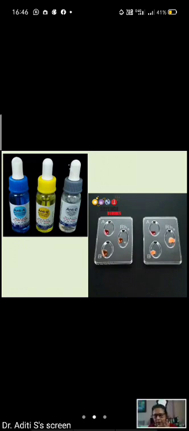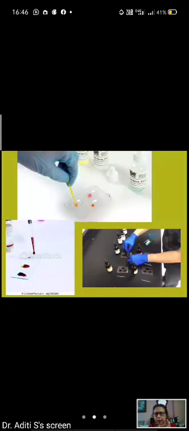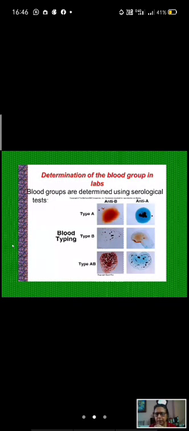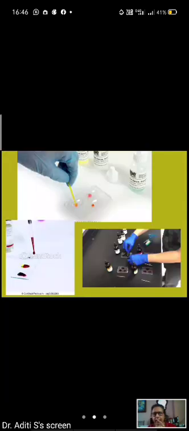We better do the slide test. We take 3 slides, sometimes 2 slides in our lab. In each slide, we have to take the antisera with separate droppers. You have to mark the areas like A, B, D and S. S is for saline.